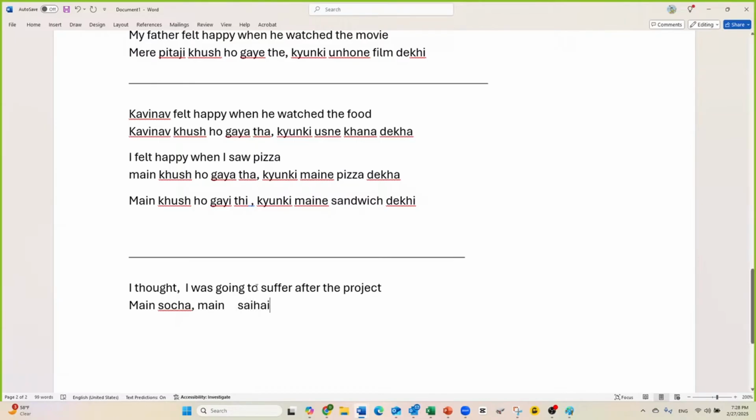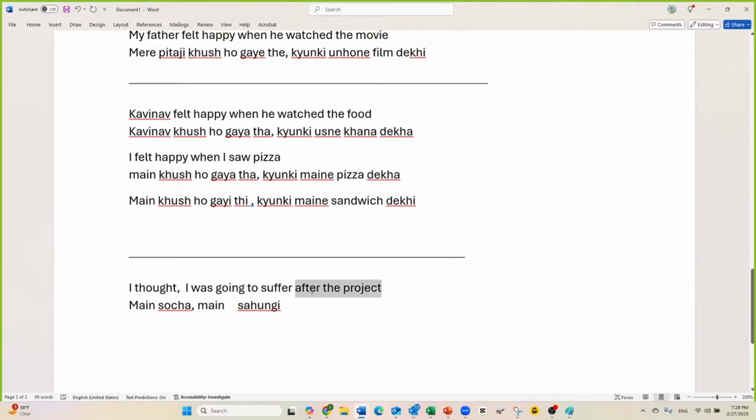Now, this is I am going to suffer. Got it? I am going to suffer. So, we are talking about which tense? Present, past, or future? Future. So, now this seh will change a little bit. We will change this word seh to sahungi. So मैं सहूंगी, I am going to suffer. Suffer after what? After the project.